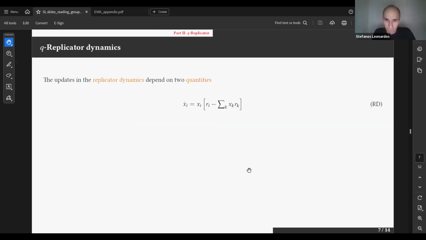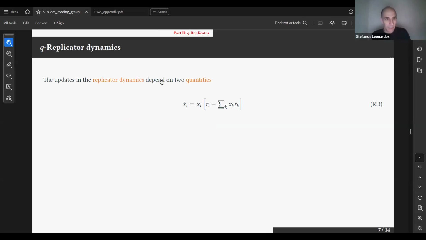All right. Okay, let's continue then with the arguably abrupt way to go to the Q-replicator dynamic. But let's see it nevertheless.